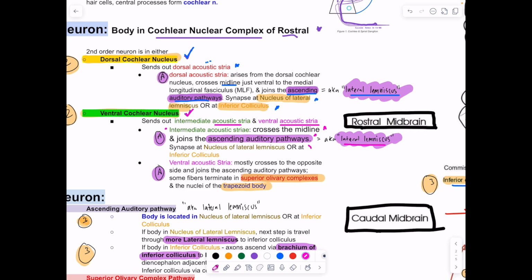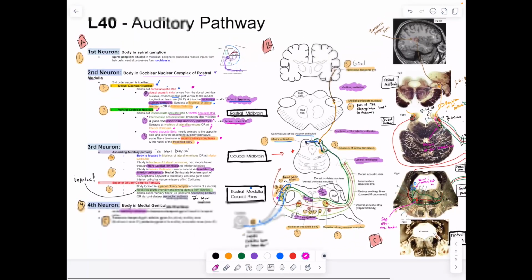And then it's going to do the exact same thing that the striae from the dorsal cochlear nucleus does: synapse at the nucleus of the lateral lemniscus or at the inferior colliculus directly. Okay, the ventral acoustic striae is a little bit different because it is going to go to either the olivary complex or the nuclei of the trapezoidal body, and we'll see that here.